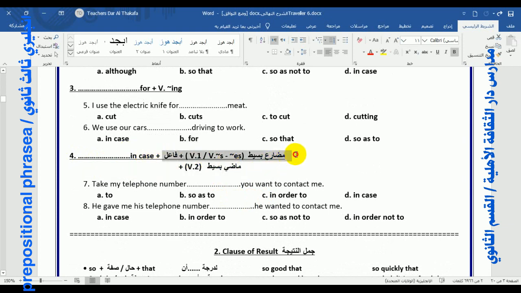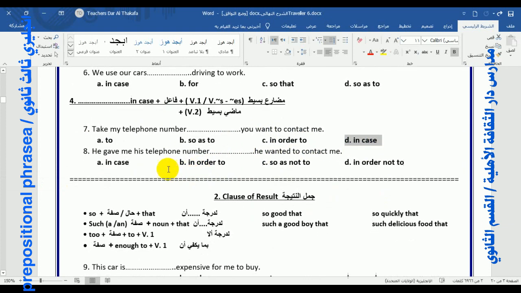Okay, then comes number 4, in case. So in case is followed by a complete sentence, always a sentence with a subject and then present simple or past simple, and in case means "in the event that". So, take my telephone number, why? In case you want to contact me, in case you want to call me. To, so as to, in order to, all of these are followed by verb 1, not a complete sentence. But here, in case you want to contact me.